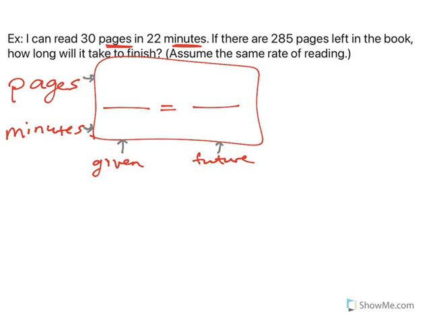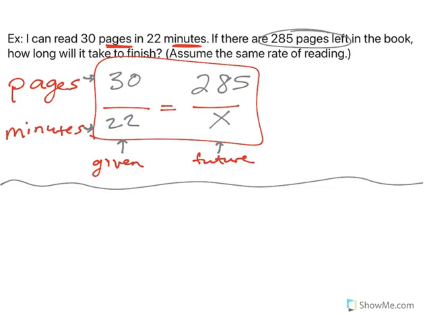So if you think about this, there are 30 pages in 22 minutes. That's what's given to me. And then there's 285 pages left. So pages goes on the top, X goes on the bottom. Okay, so this is one way to set it up.